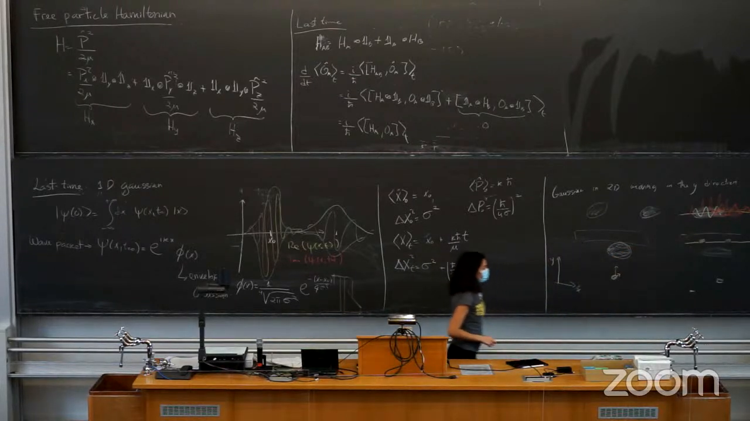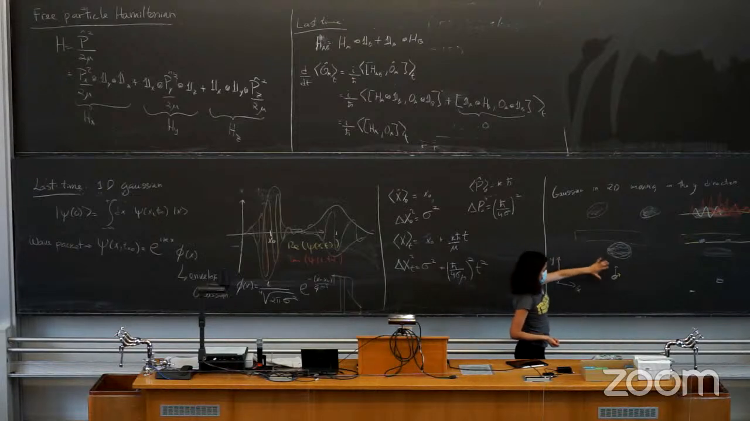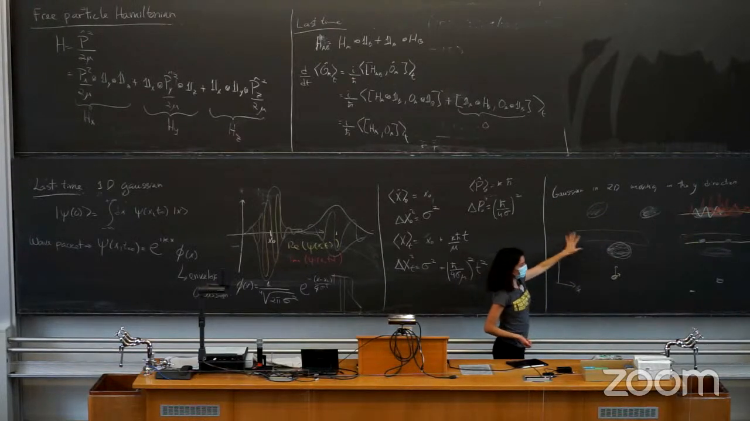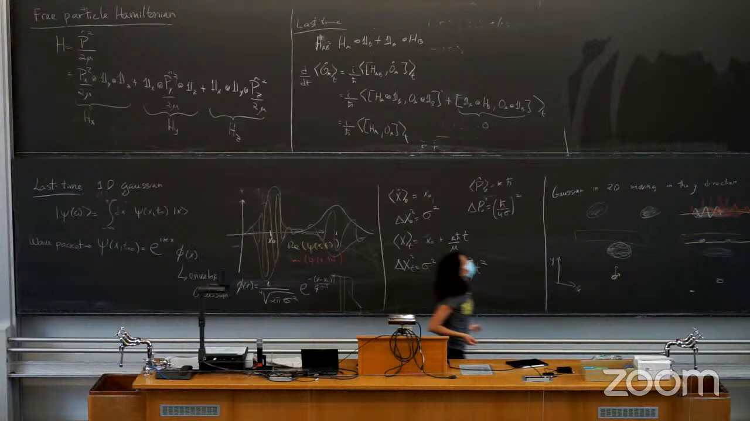So today we're going to first write the initial Gaussian, evolve it until we get to this point, and then if we have time, we do this first experiment. And then next time we do that experiment, so we have some fun. Okay.